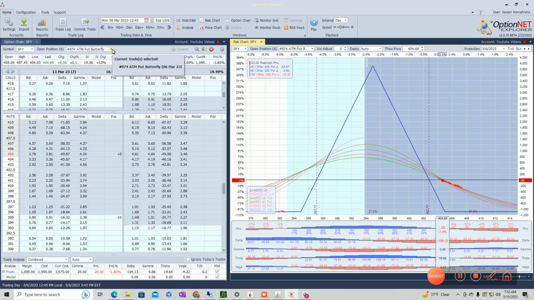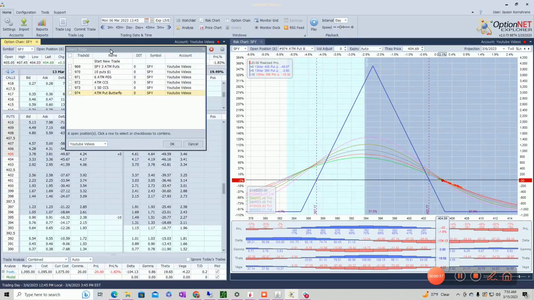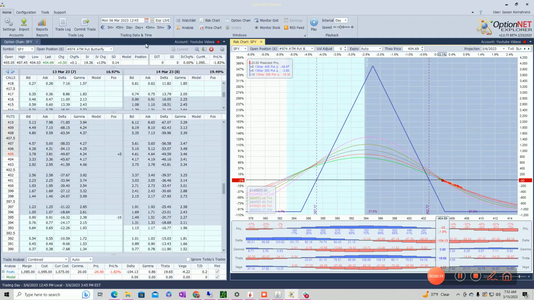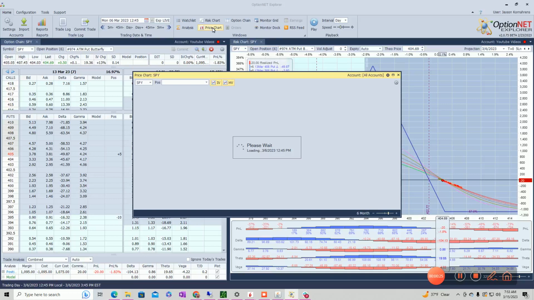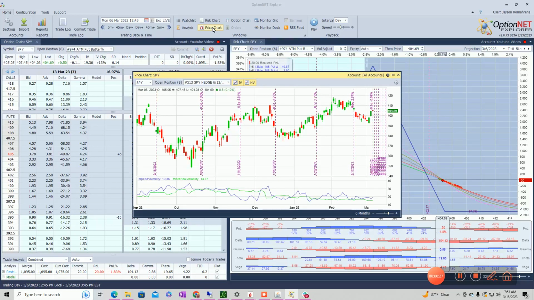We're going to go through a little experiment here to try to play out what would be the best way to play a down move. We've got a couple of trades set up here in OptionNet Explorer, a program where we can go back in time and take a look at options positions and see how they worked, how they behaved.